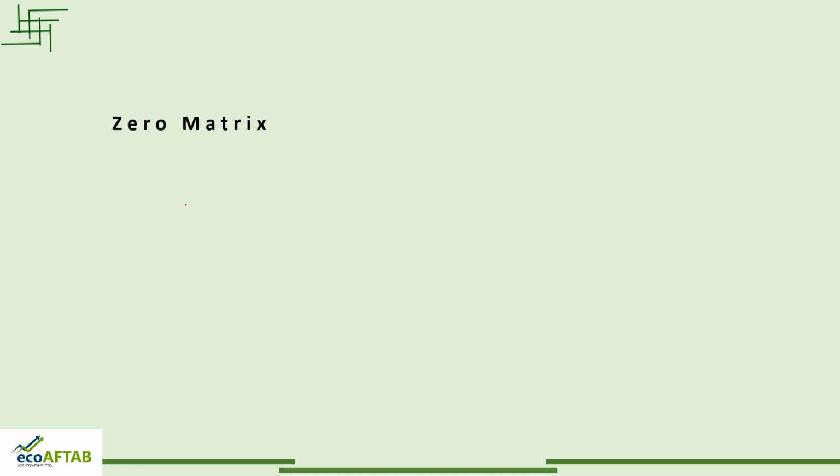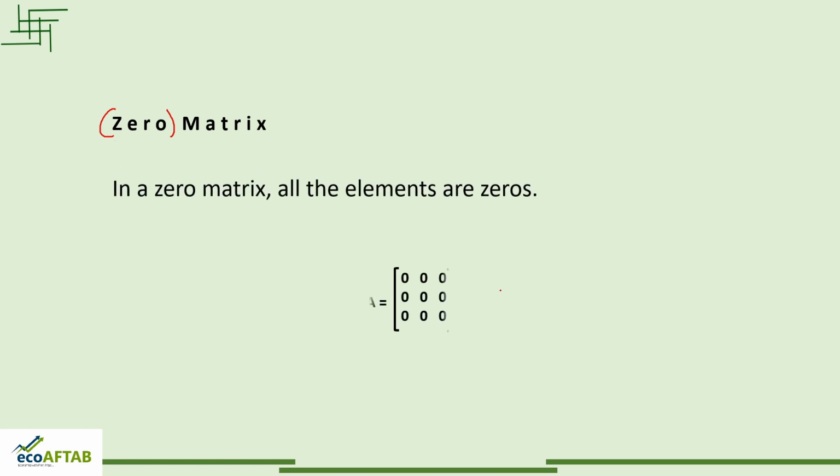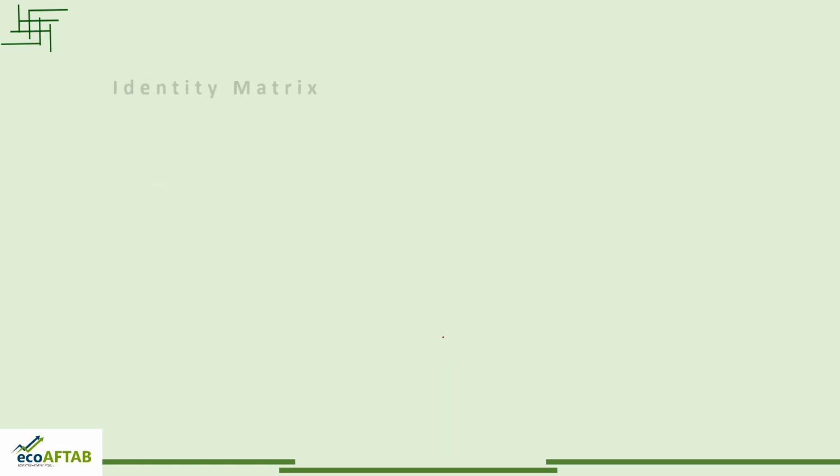Then comes zero matrix. The name itself tells it. What do you mean by that? A matrix where all the elements are 0 is called a zero matrix. That is as simple as this. So if all the elements of a matrix are 0, it is called a zero matrix. Here every element in every row and column combination is giving us 0. Such a matrix is called a zero matrix.